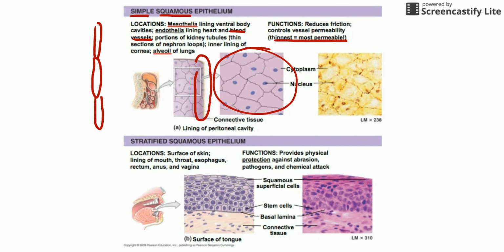Later in the year, we'll talk a lot about the kidneys and we'll deal with that. But those are the big pieces. Okay, so simple squamous: thinnest, most permeable. Use it in a place where things need to get through. Right. The second one down here, stratified squamous.